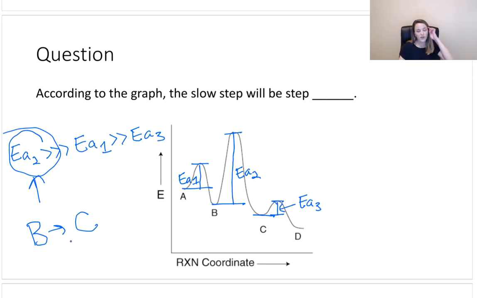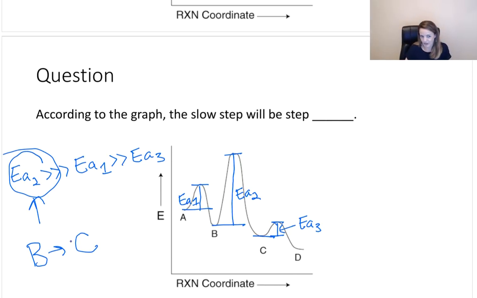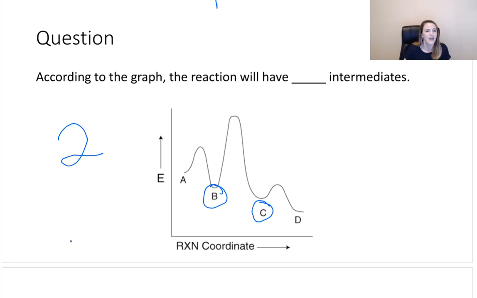Okay? I did ask you to have a bonus question in here, so we can go back to this one. I asked you how many transition states there are, and that would be 1, 2, and 3. So hopefully all this makes sense.